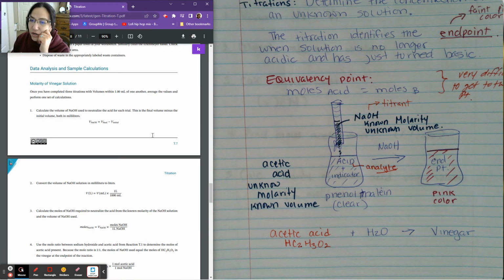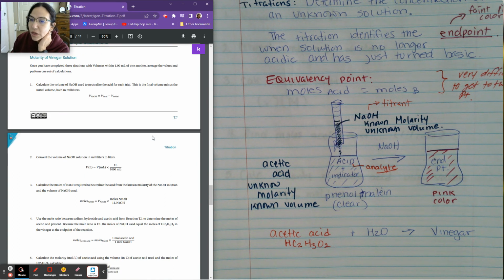The vinegar comes prepared basically, so we don't have to worry about that. It tells us how much we use. All right, so the first part says, once we have completed the titrations with volumes within 1 milliliter of one another, average the values and perform one set of calculations. So calculate the volume of sodium hydroxide used to neutralize the acid for each trial. This is the final volume minus the initial volume, both in milliliters.